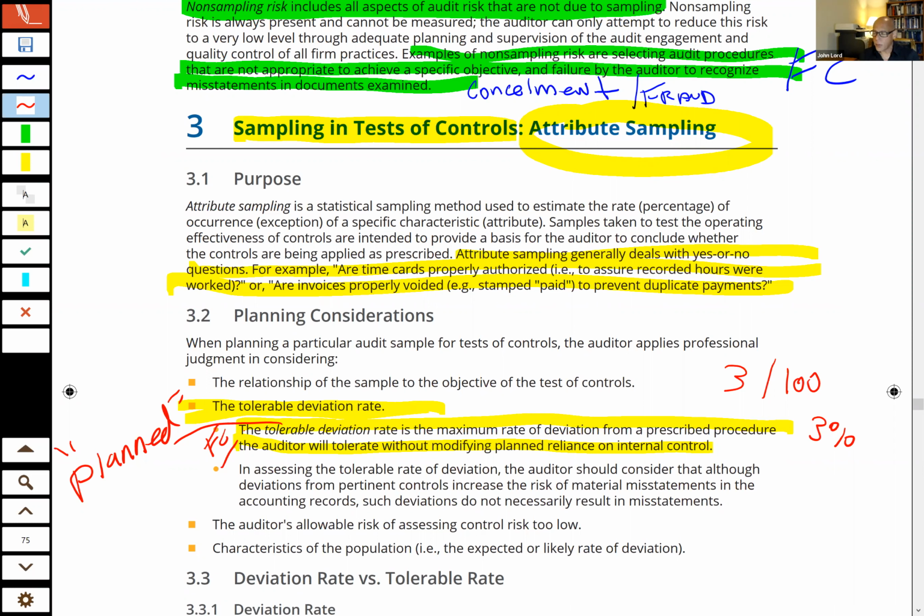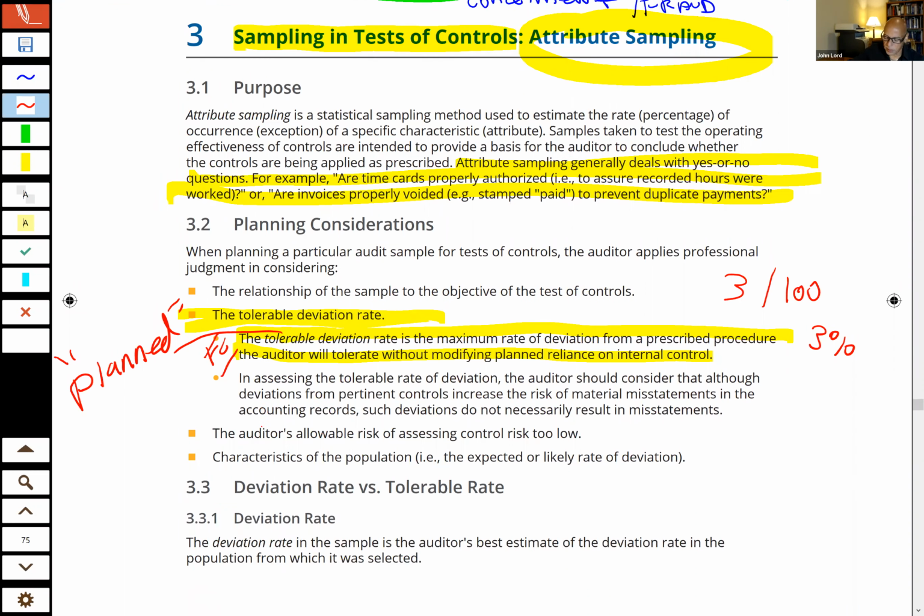But I did a walkthrough, looked like it was implemented. I like the design. And so I'm going ahead and test operating effectiveness. I said, okay, I'm going to look at 100 time cards and I'm willing to accept 3 times that the guy didn't sign the card. Okay. Now that is different.